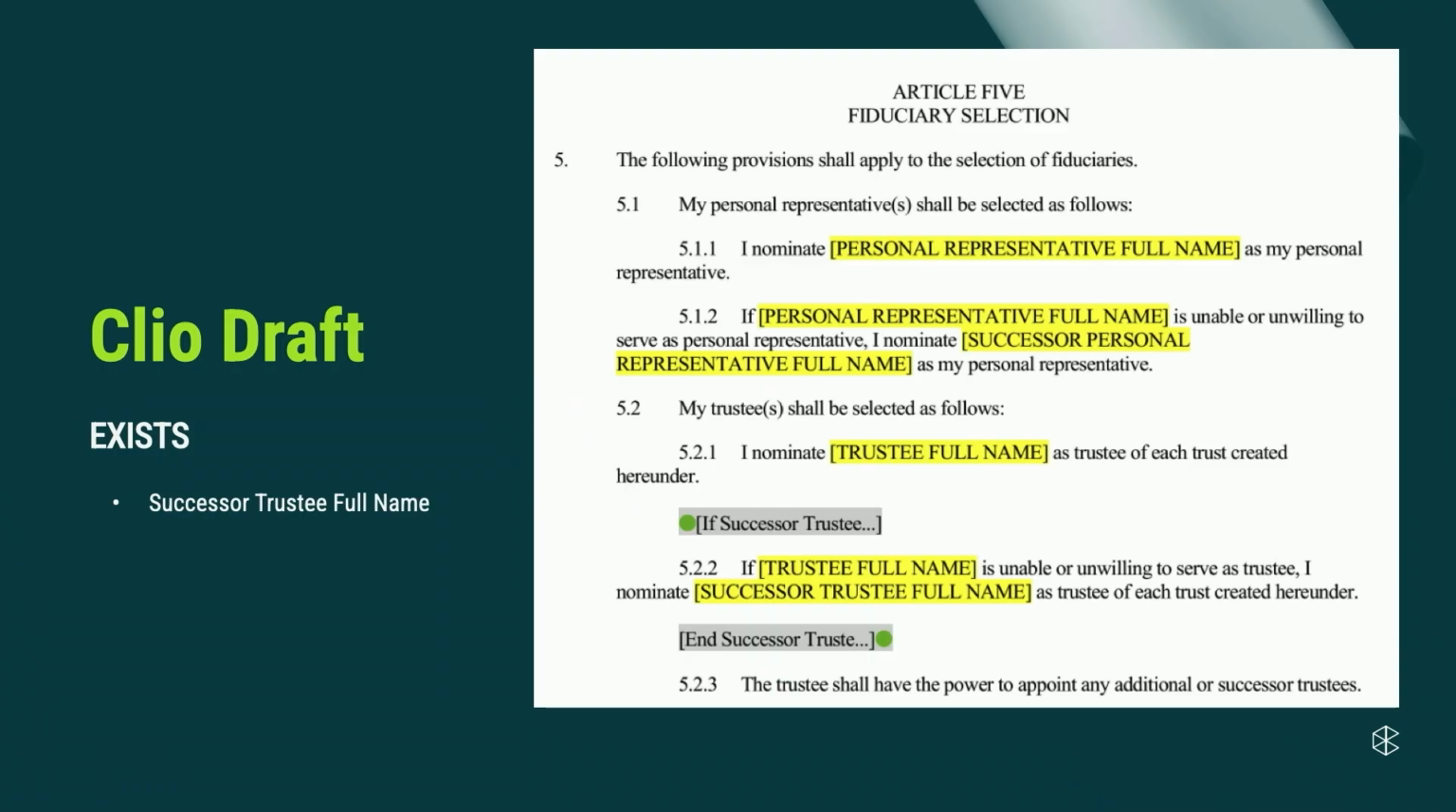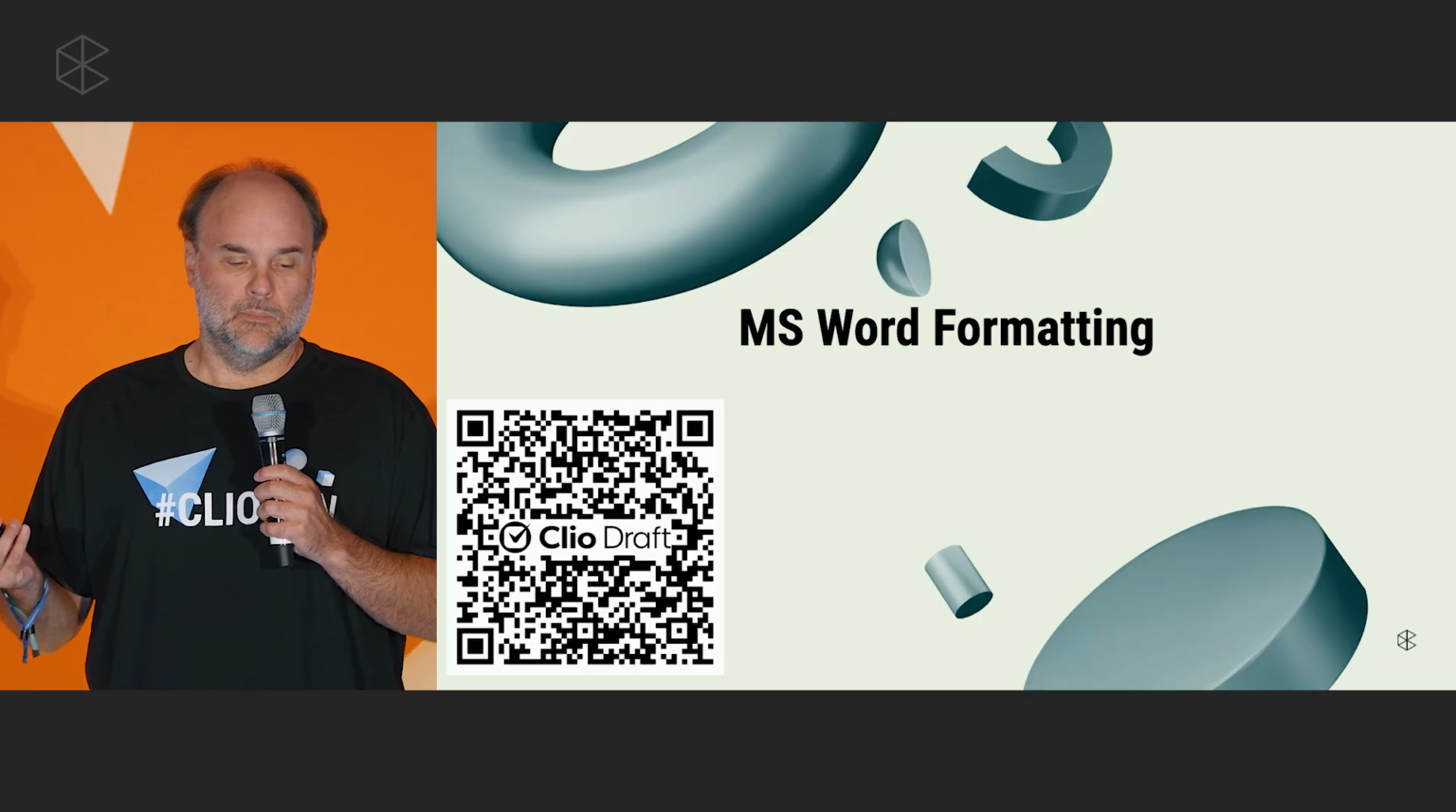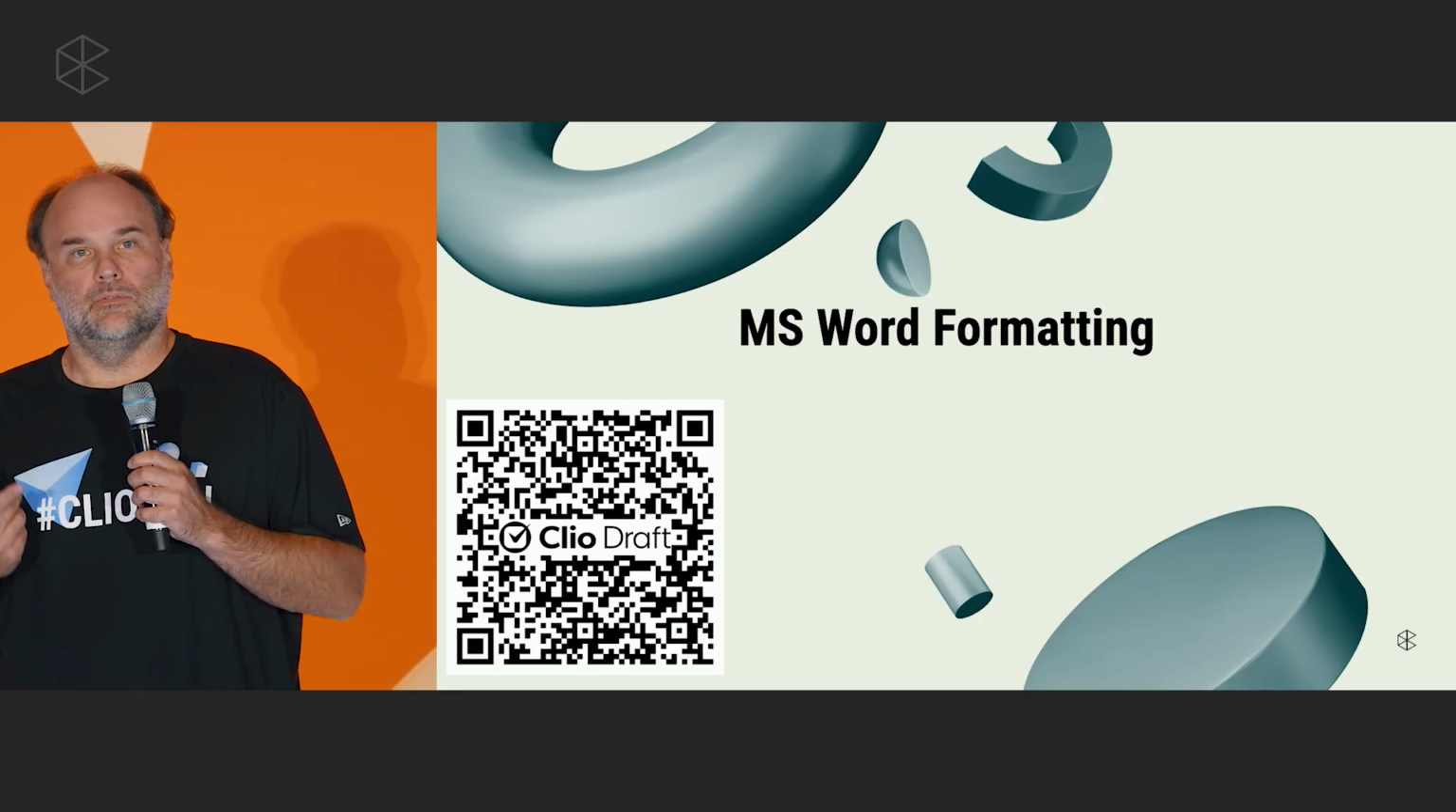Some other examples. Is there a successor trustee? If you've entered a name, we include 522. If you haven't entered a name, we're going to delete 522. And so this is a good segue here that we're not going to go into a lot of detail because we don't have time, but it's really important to understand the formatting in your document.